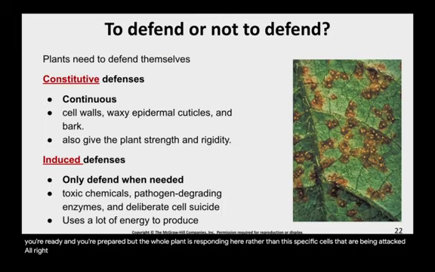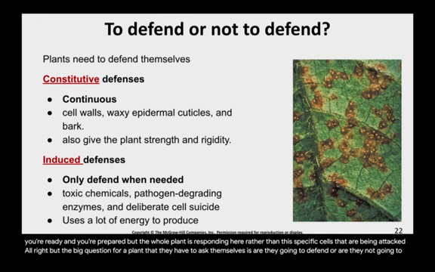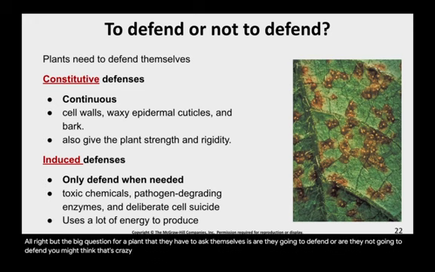All right. But the big question a plant has to ask itself is, are they going to defend or are they not going to defend? You might think that's crazy. Why wouldn't you defend against microbes, right? Well, sometimes a plant doesn't want to always spend the energy to be constantly defending itself, right?